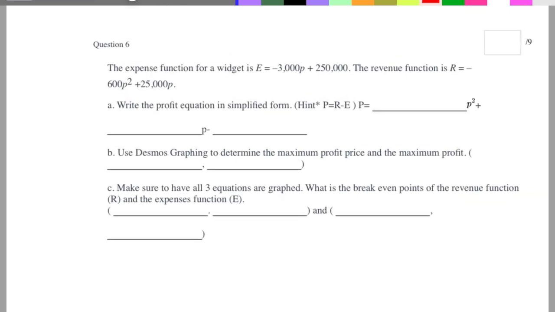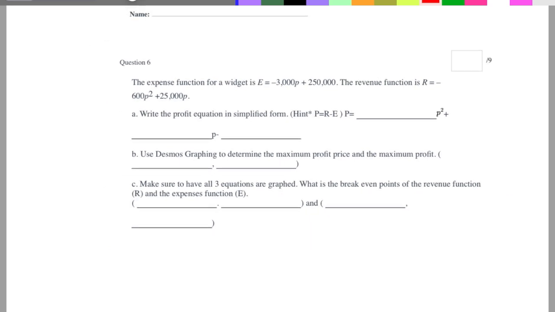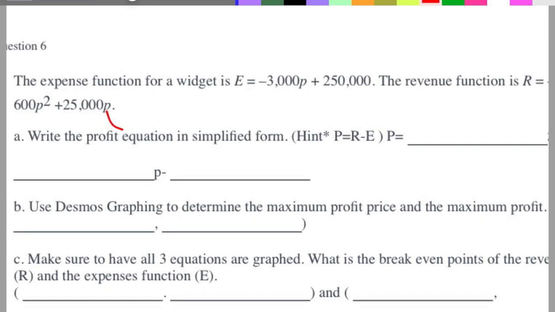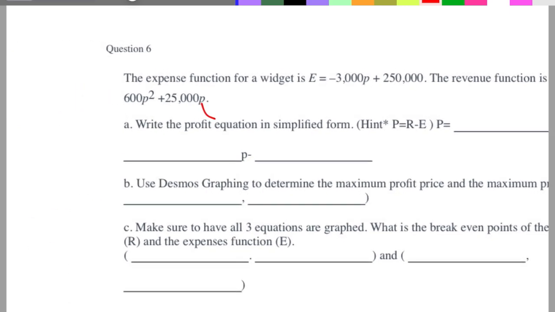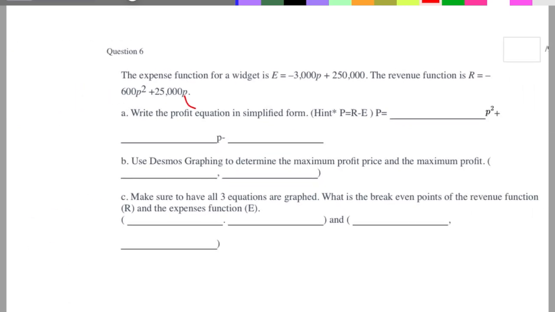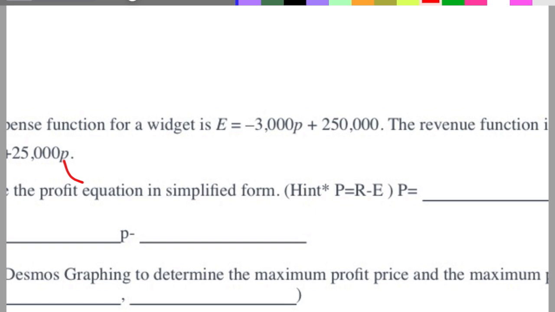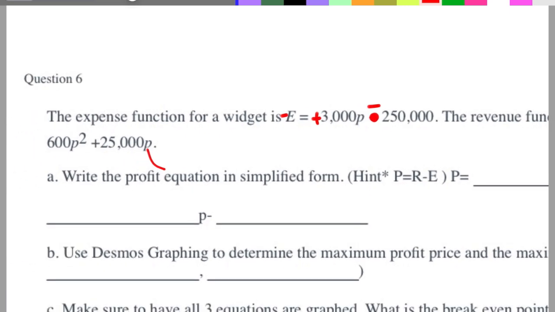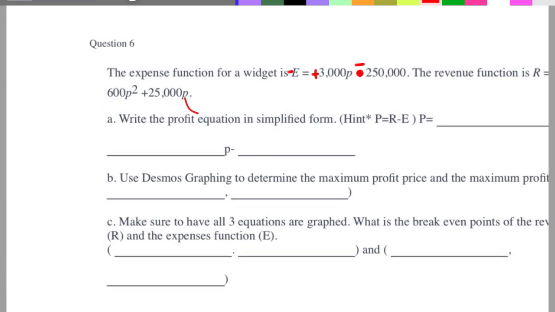Let's go to number 6. Number 6, they want us to write a profit function. Profit is going to be R minus E, and E has to be in terms of P. So right now we got E in terms of P here, and we have R in terms of P right here as well. We just need to combine these two. So one thing that I like to do when we're doing this by hand, make sure E is negative. If E is negative, that makes this value positive. Then it makes this value right here negative. And then we're just going to combine like terms.